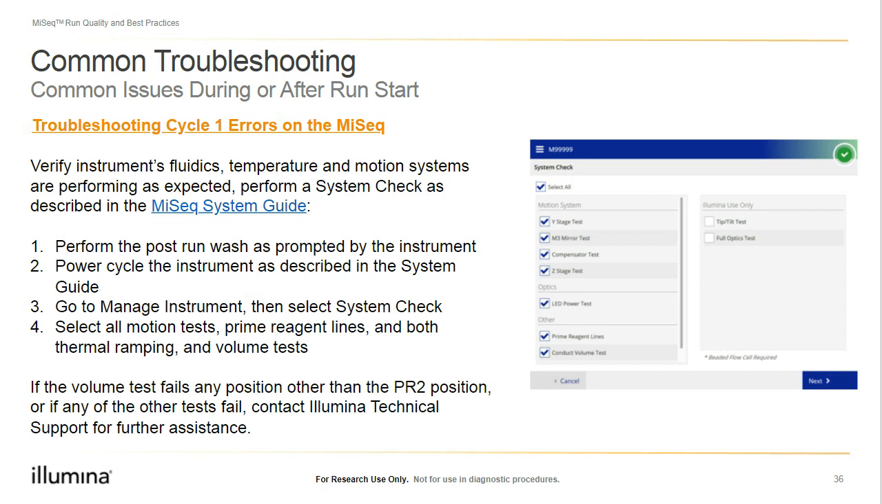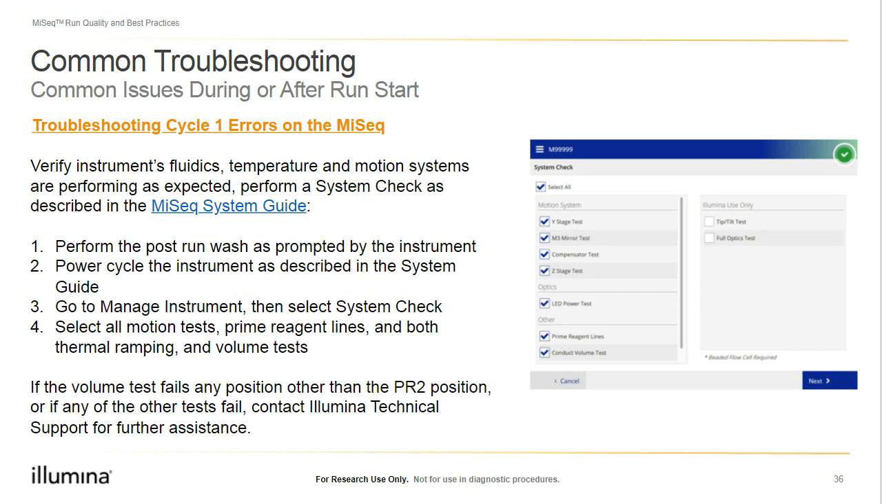We want to select all motion tests, prime reagent lines, and both thermal ramping and volume test. If the volume test fails, any position other than PR2 or any of the other tests fail, go ahead and reach out to us here in tech support for further assistance.